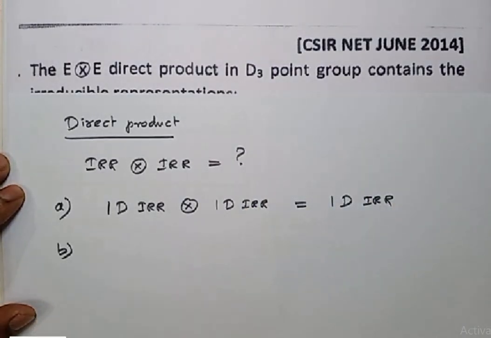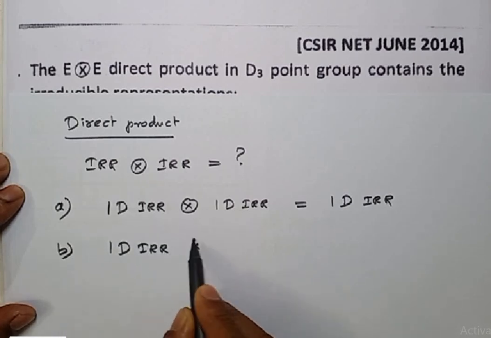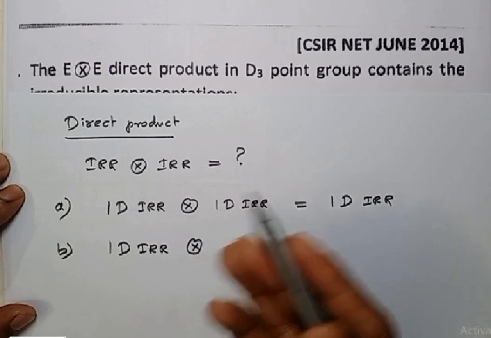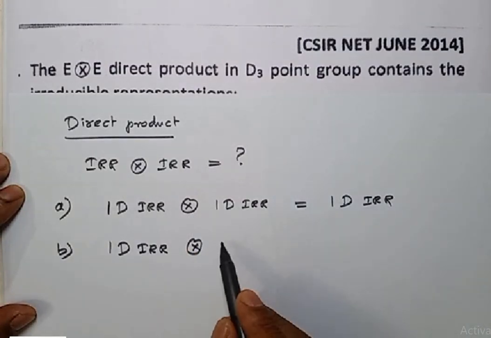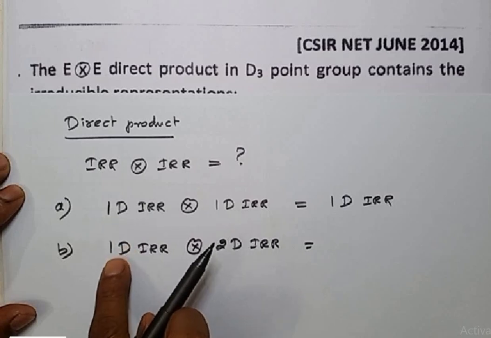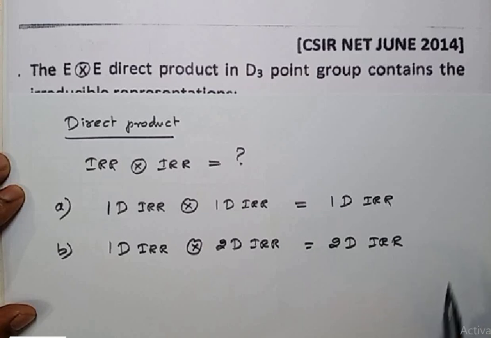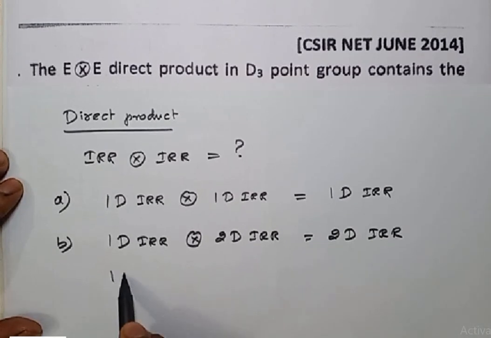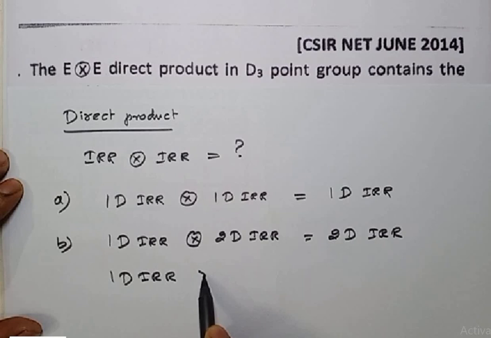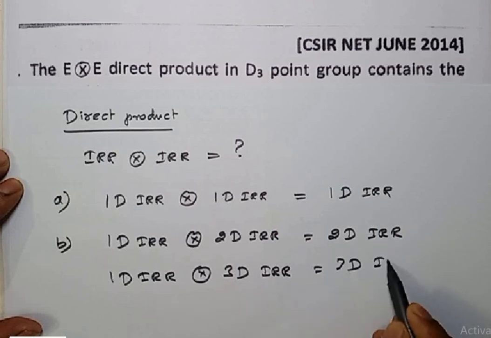Point number 2. If I take the direct product of a one-dimensional irreducible representation with a 2 or 3-dimensional one, suppose I multiply this with a 2-dimensional irreducible representation, what will happen? This is 1 anyway, 1 into 2 is 2. So the answer is a 2-dimensional irreducible representation. If I multiply a 1-dimensional irreducible representation with a 3-dimensional irreducible representation, 1 into 3 is 3, so I'll get a 3-dimensional irreducible representation as a result.